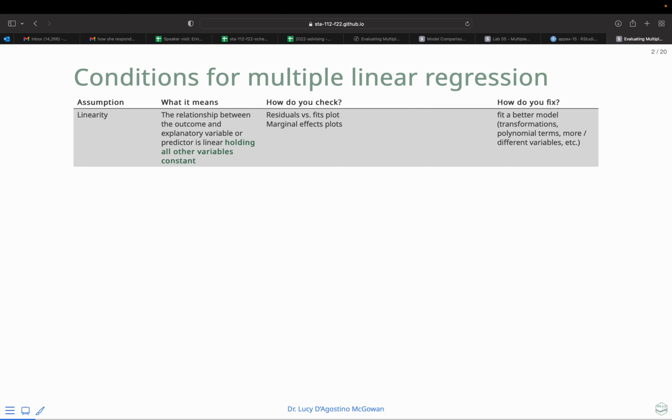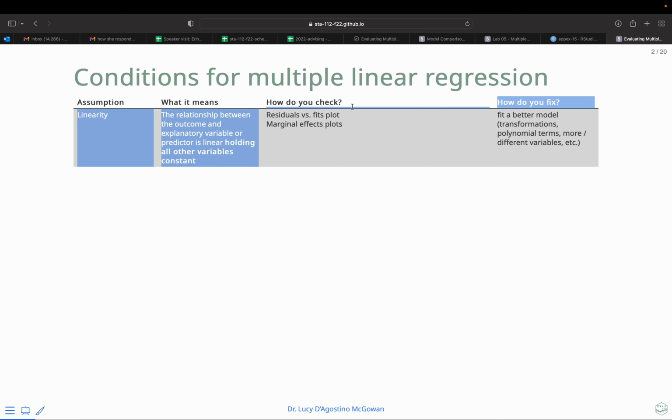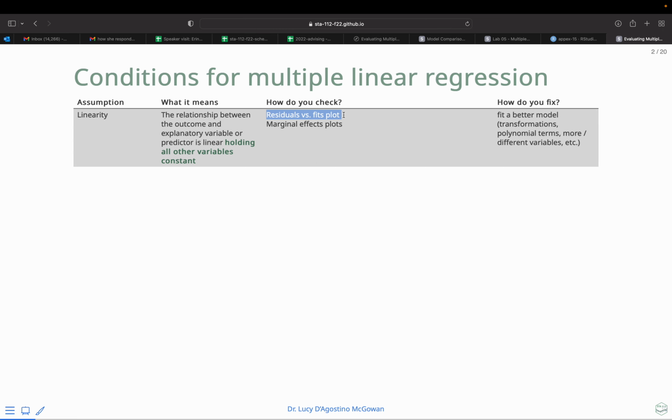So how can we check this? We can use the residuals versus fits plot, which is what you did in the homework. Basically, you want that plot to be a random cloud around that 0 line. If there's not a pattern to it, then that would suggest that your linearity assumption holds. But if there is a pattern, and this is what we're going to cover today, the question then becomes which variable is driving that pattern. That's where this marginal effects plot can come into play. This can help us decide which variable might be driving the nonlinear relationship.